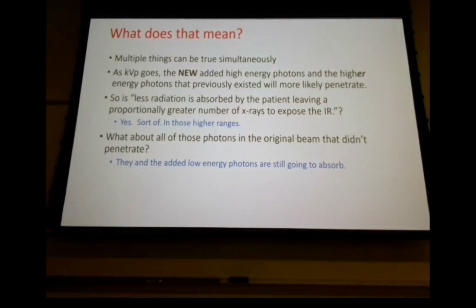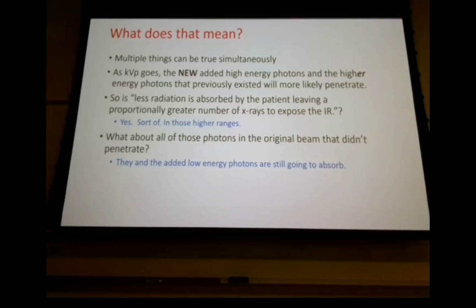As kVp goes up, the new added higher energy photons, and the higher energy photons that were created, are still likely to penetrate, but we still have those low energy photons that are going to absorb in the patient. So yes, patient dose is going to go up, but yes, all interactions are going to decrease. So on a percentage-wise basis, overall, we get more penetration with a higher kVp, right? And we also get a higher percentage of what comes out of the patient being scattered, okay?